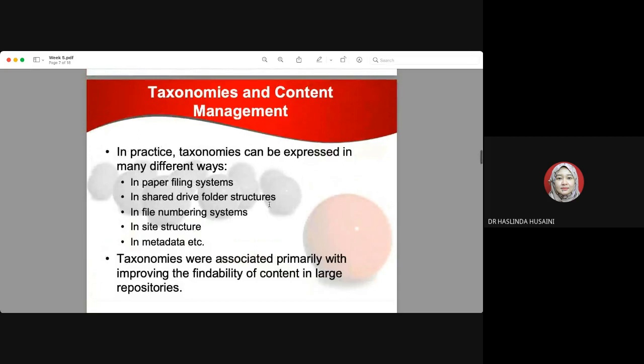Now kita proceed with the taxonomy and content management. So in practice, taxonomy can be expressed in many different ways. For example, in paper filing systems secara manual, in shared drive folder structures, in contohnya Dropbox, Google Drive, Google Classroom, okay, contoh-contoh dia. The findability of the file yang kita nak ni, you masukkan add file numbering system, ada penyusunan metadata pada website, database, online databases dan sebagainya. In file numbering system, in site structures, in metadata.